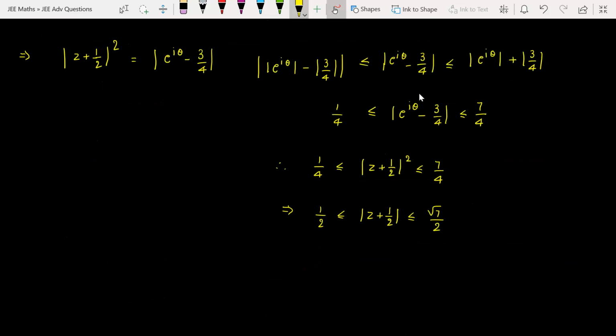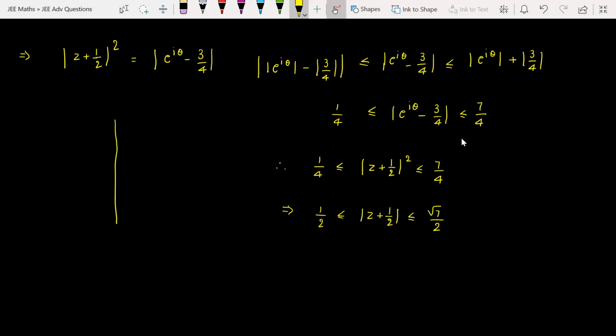We can also arrive at this conclusion using geometrical interpretation. Instead of using triangle inequality, we can also obtain this by using geometrical interpretation. So how can we obtain it? e power i theta is nothing but a point on a circle of unit radius whose center is the origin, and 3 by 4 is nothing but a point on the real axis.